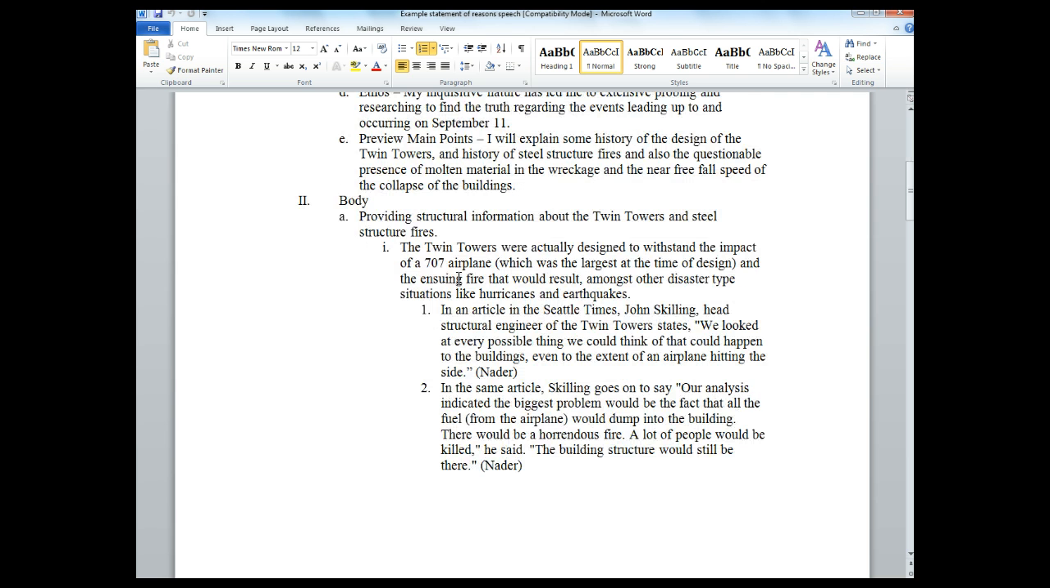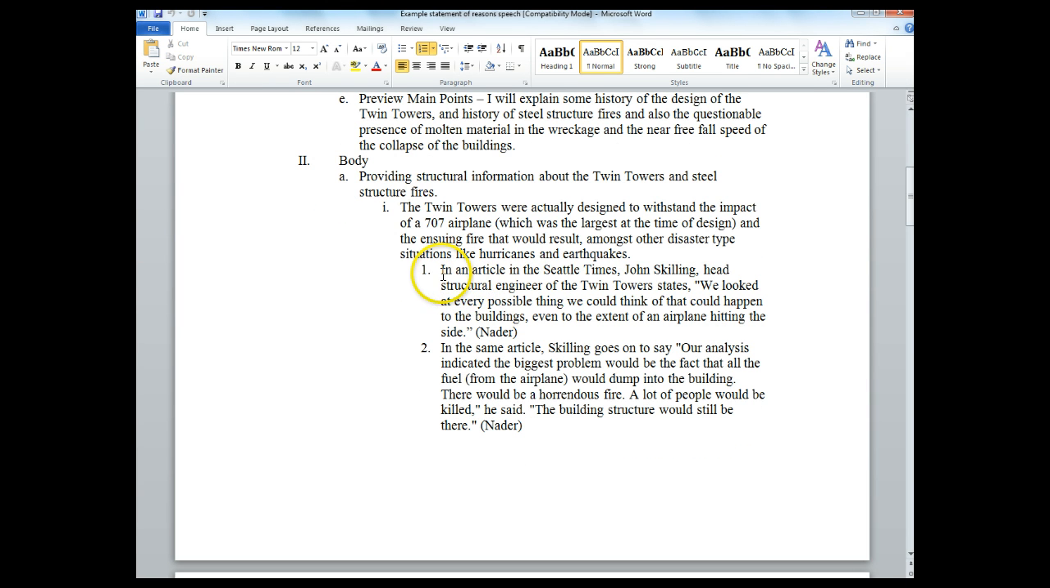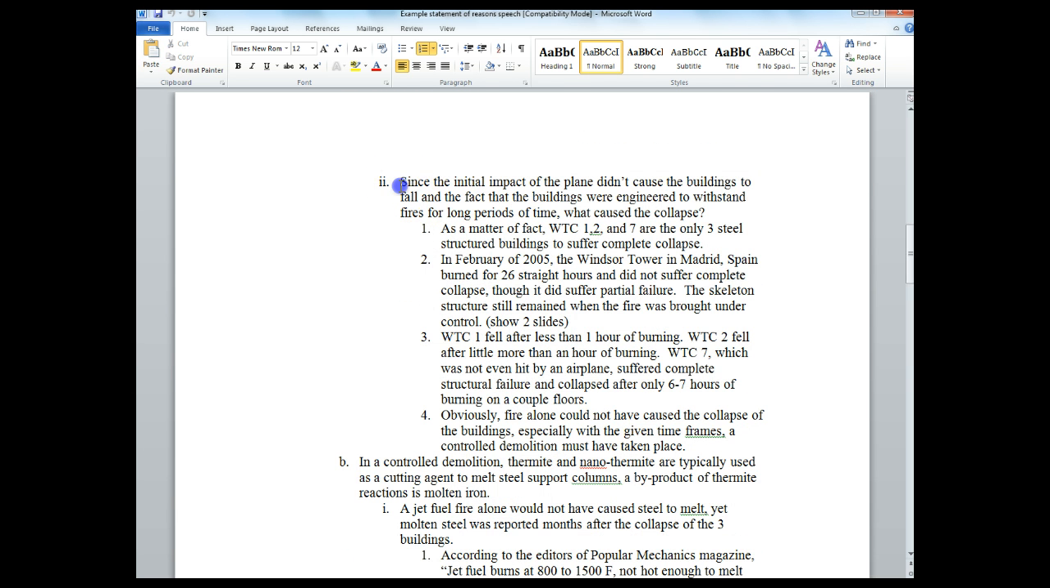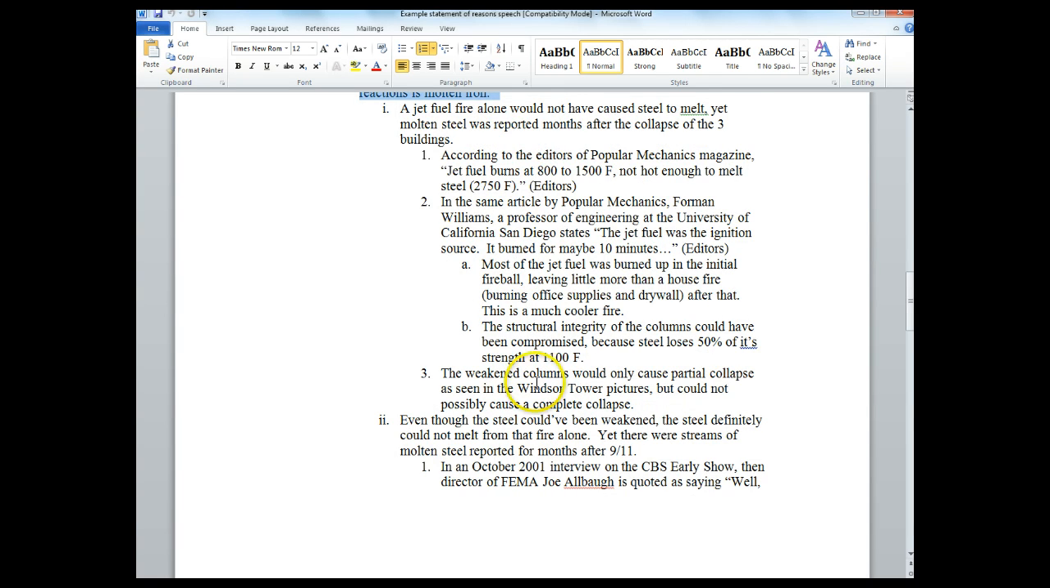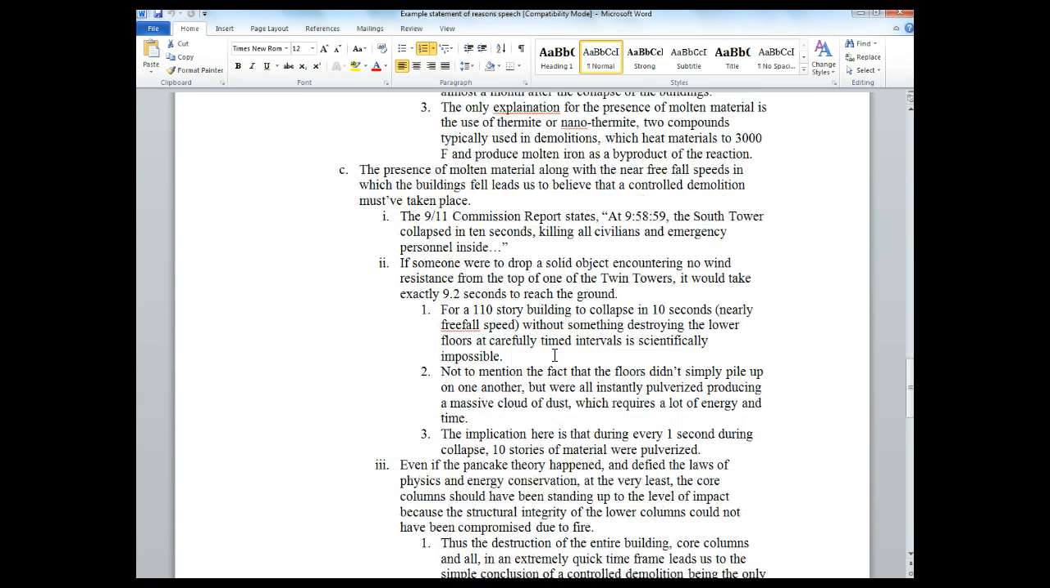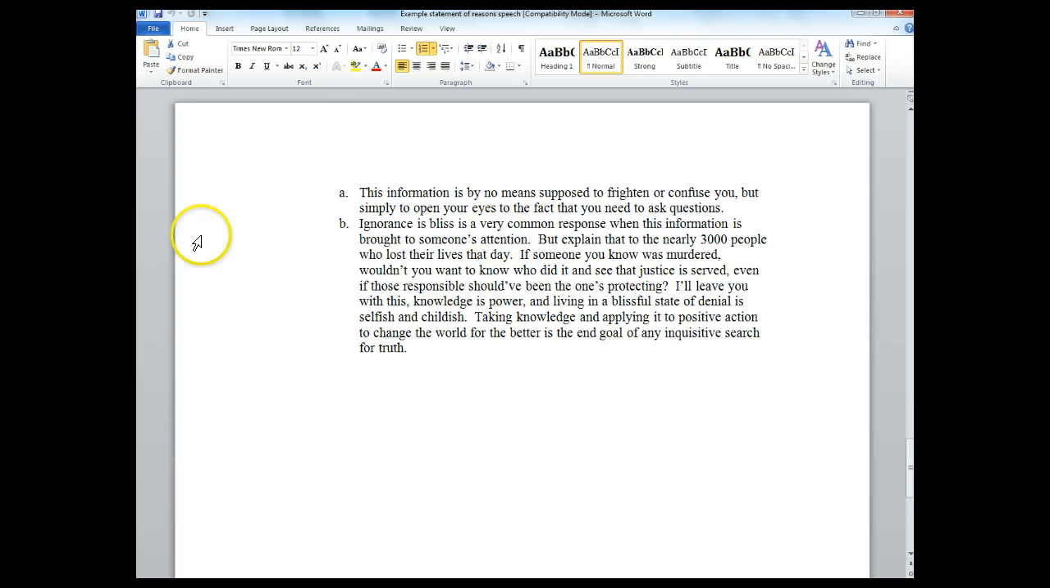Now, statement of reasons, if you get this one, you're actually kind of at an advantage as far as it's not going to radically change what you did in the informative speech. What you have to do is pinpoint the strong arguments. First he starts off with talking about structural information, and then just like we did before, you need to back that up with evidence. He uses two different things here. Then he's talking about the impact of the planes, and then the rest of it would be evidence. And then, of course, he's talking about particular demolition and what was actually used, and then breaks down more factors on that. So it's somewhat similar, but a lot of it has to be backed up with evidence. That's going to be the big change here.